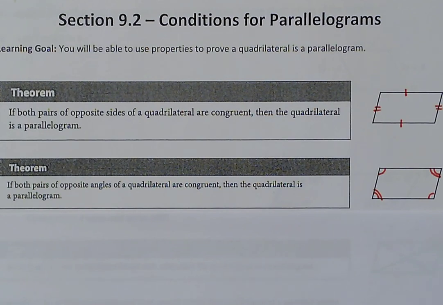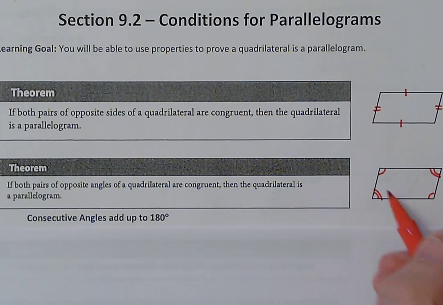So as long as you either know that opposite sides are congruent or opposite angles are congruent, then you know you have a parallelogram. And to kind of back that up, again, just remember consecutive angles, like these two, are going to add up to be 180 degrees. These two, and these two.